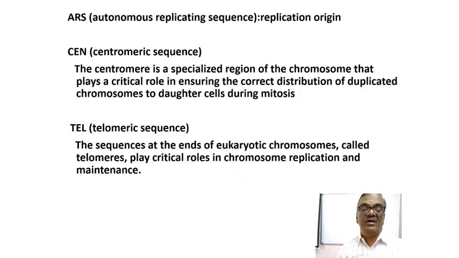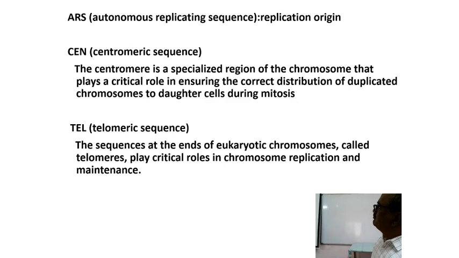Then in the replication region, there are two types of replicating sequences present. One is the centromeric sequence, then the telomeric sequence. They are autonomous replicating regions. So you can see a centromeric sequence. They are specialized regions of the chromosome that play a critical role in correct distribution of the duplicated chromosome. So without any omission during the mitosis, it has to make 50-50 and then pass on to the daughter nuclei. So that is the centromeric sequence.